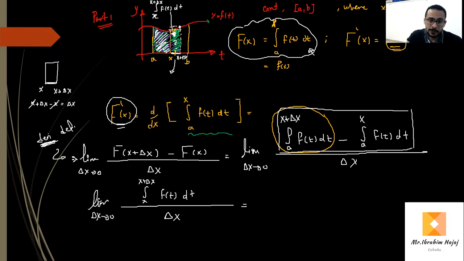Yes, some of the rectangle is above and some below, and the amount above the curve is the same as the amount below the curve, so it's nearly the same. So the height now will be f of C. What is C? It's a point C, our constant, between x and x plus delta x, and the height here will be like this.